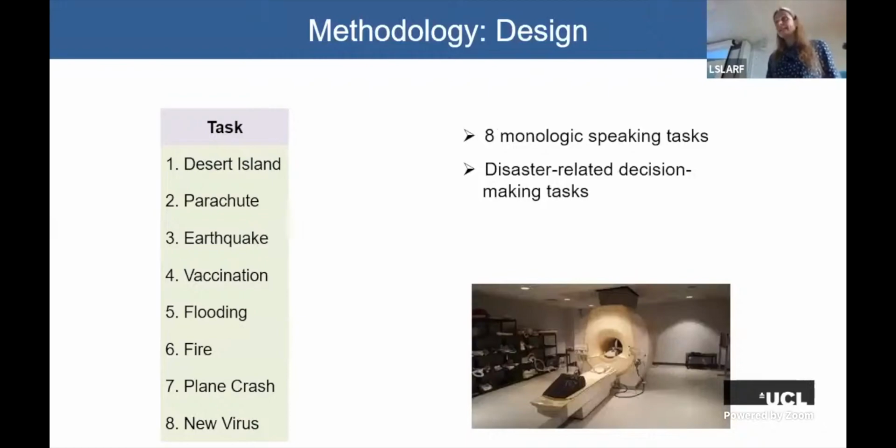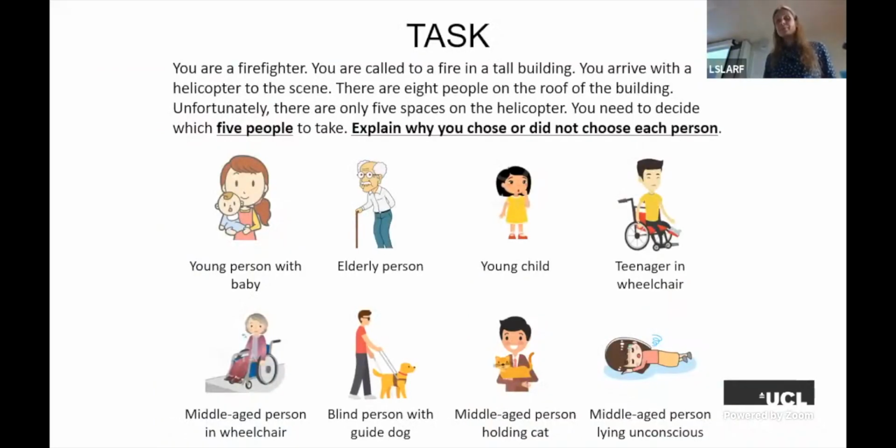These are the 8 tasks they completed. They were all monologic speaking performances. They were asked to talk about disaster-related topics. At a conference, somebody asked me why disaster-related topics, because this was the grant call we tried to go for. So this is the reason why we went for these. For example, they had to talk about or react in a situation when there was an earthquake, vaccination, flooding, and so on.